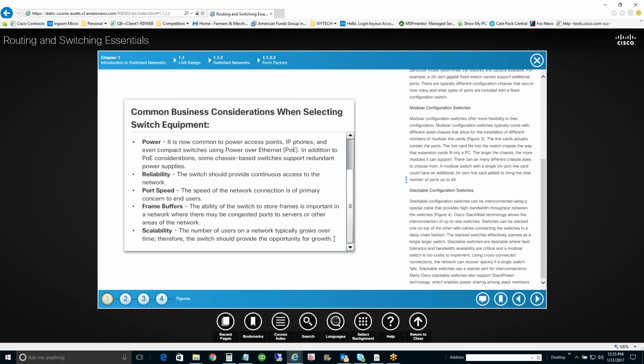So if you have 24 computers that need to be connected to the network on an access switch, you don't want to get a 24 port switch. You want to get a 28 or a 48 port switch so that you have room for growth.